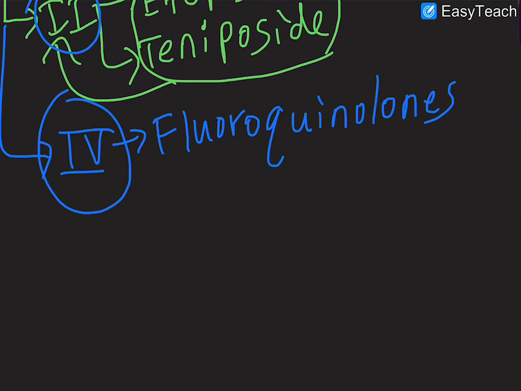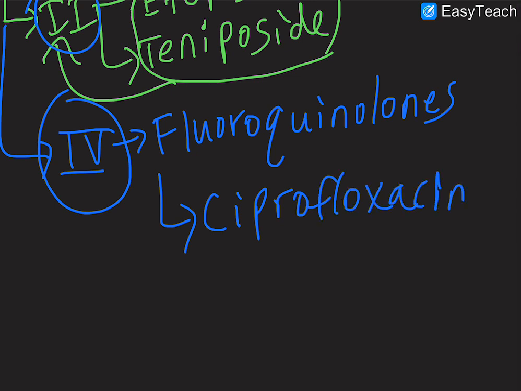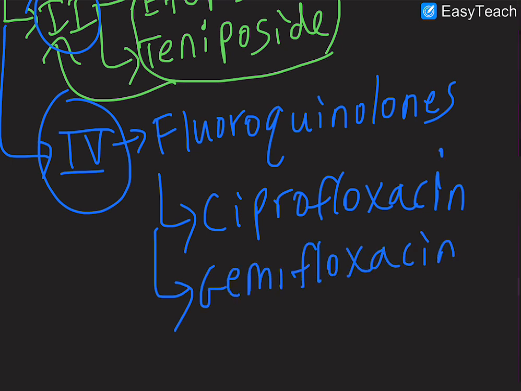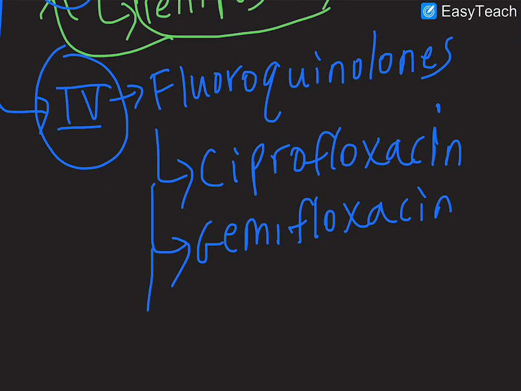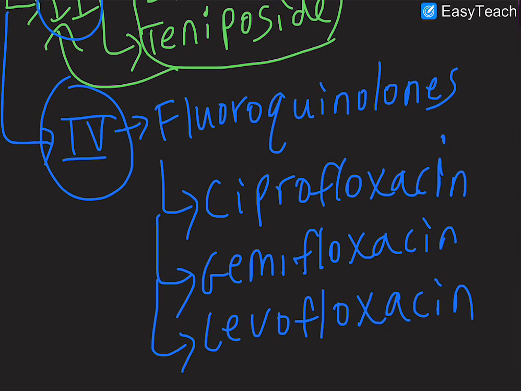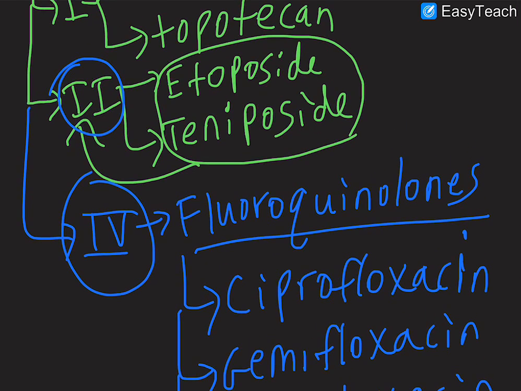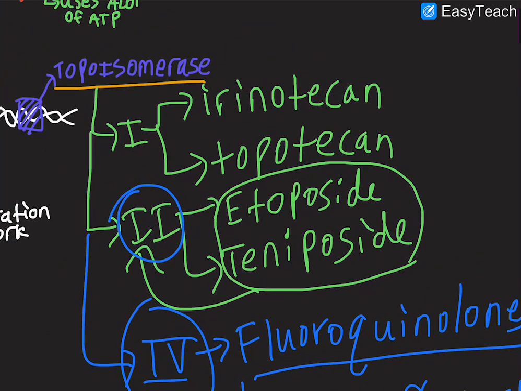Fluoroquinolones are basically antibiotics, and some examples that you've probably heard of are ciprofloxacin, gemifloxacin, and then moxifloxacin and levofloxacin. So there are a lot of fluoroquinolones that we can use as examples. But yeah, these fluoroquinolones are good at inhibiting topoisomerase type 2 and 4 in prokaryotes. Okay, so that's the drugs for topoisomerase.